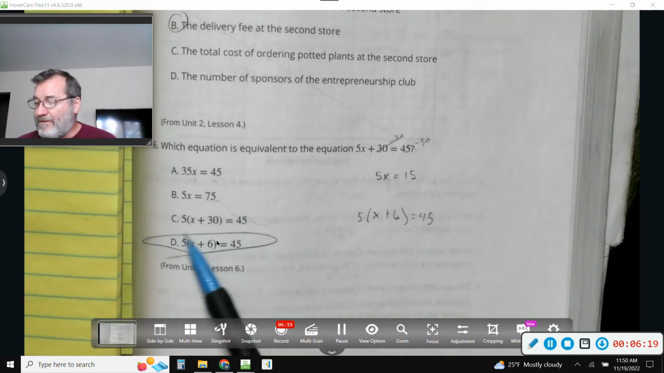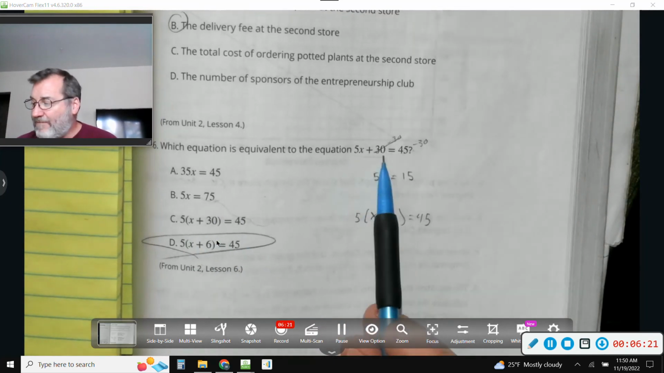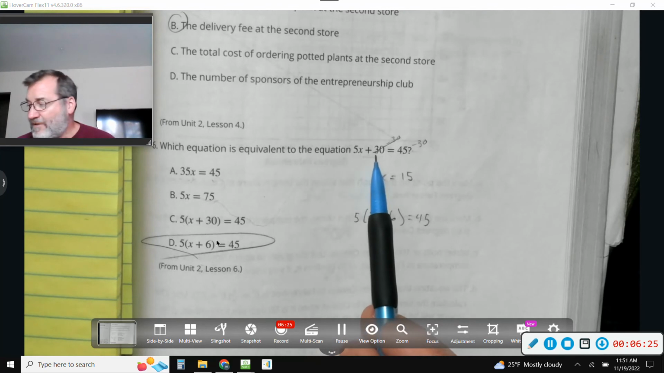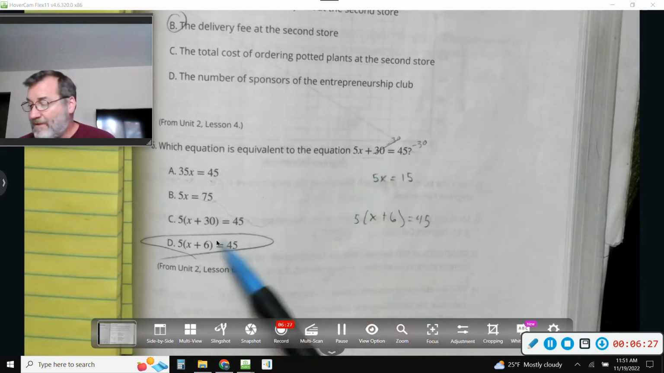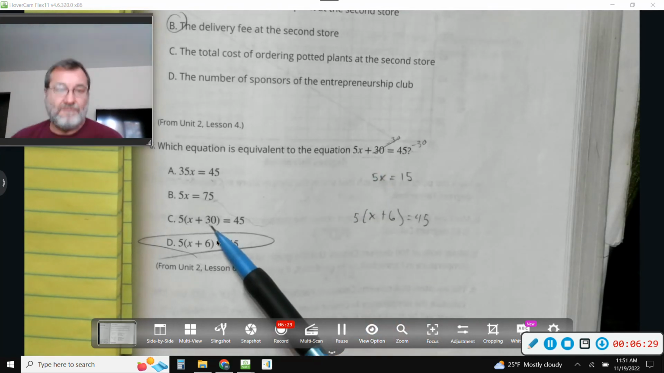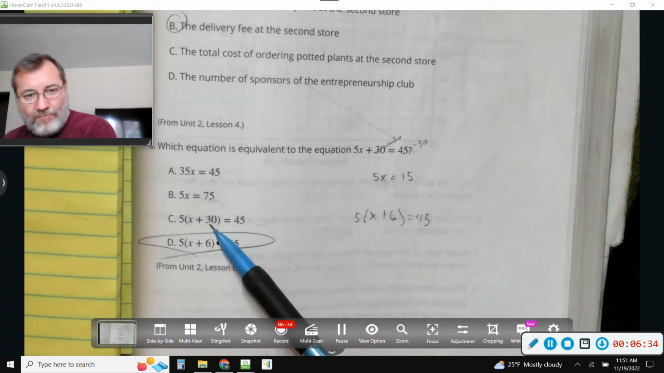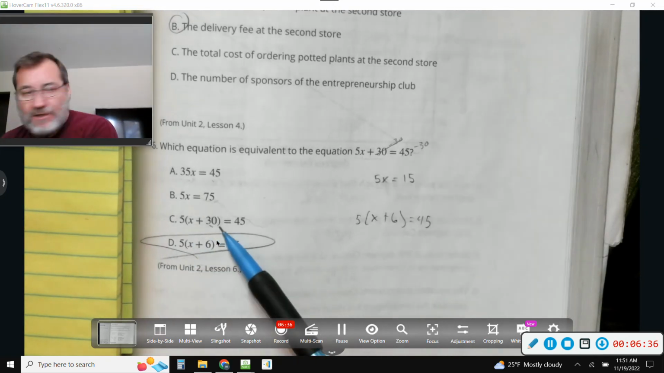This one, they factored out a 5, it looks like. And I can take a 5 out of here. 5 goes into 5x x times. 5 goes into 30 6 times. Well, they've neglected to take the 5 out of the second part here. So they didn't do the factoring part right. So that's why that one is screwed up.